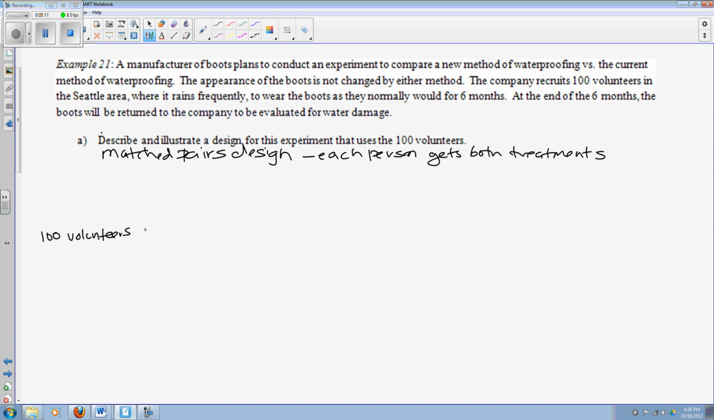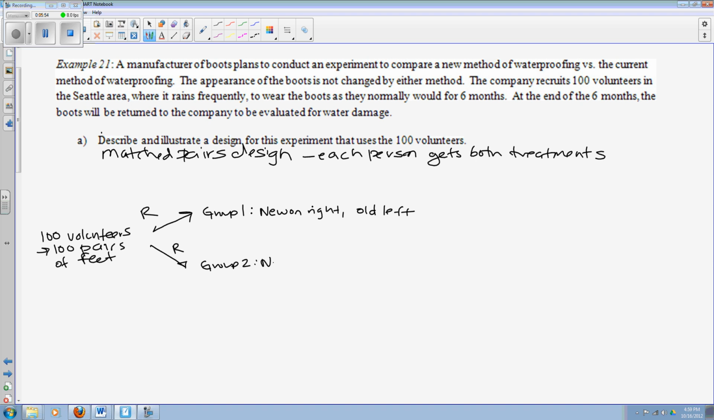Okay. So what we're going to do, we have 100 volunteers, which is 100 pairs of feet, is really what the matched pairs are. Those are the pairs. Each person is getting both treatments. So we're randomly going to decide if the people go to group 1, where we can say they get the new waterproofing on the right foot and the old on the left. Okay, or they could go to the other group where they have the new on the left and the old on the right. So we're going to have 50 people in this group. And 50 people in this group.